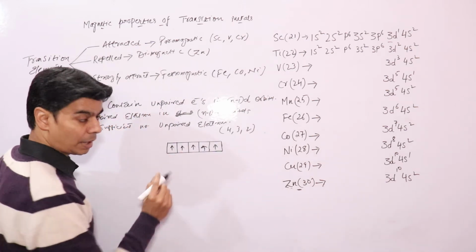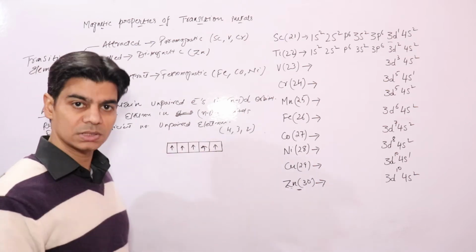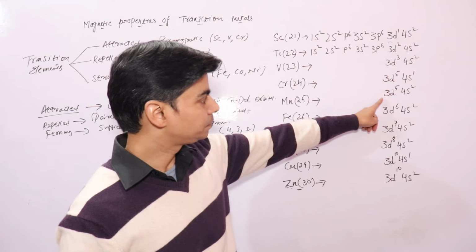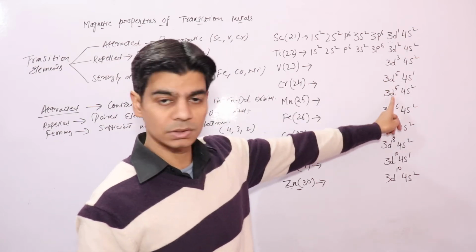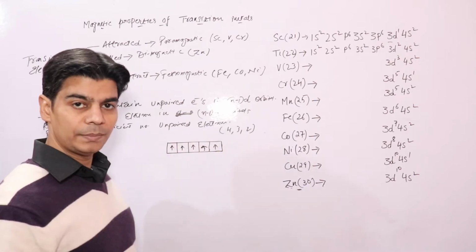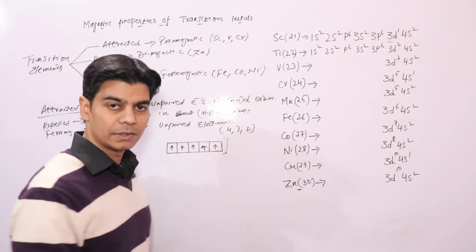In each orbital, by unpaired we mean you can see you have only 1 electron. So this is an unpaired electron, right? So 1, 2, 3, 4, 5. Not 4, this is also 5, right? So you have 5 maximum unpaired electrons, right? So this represents your paramagnetic behavior.